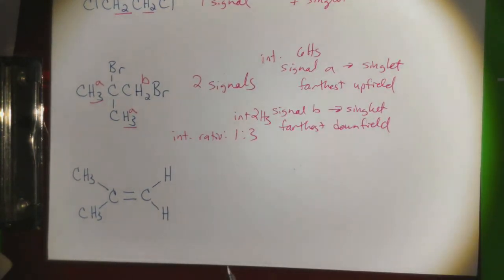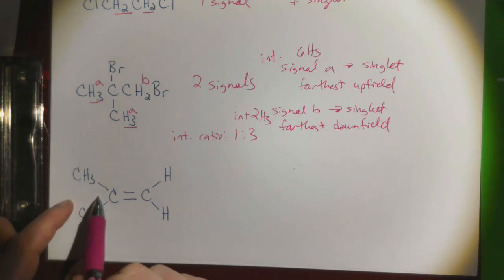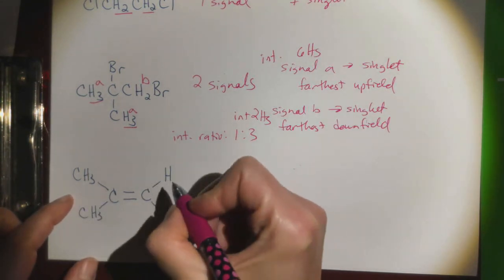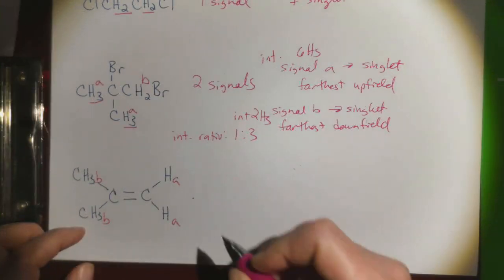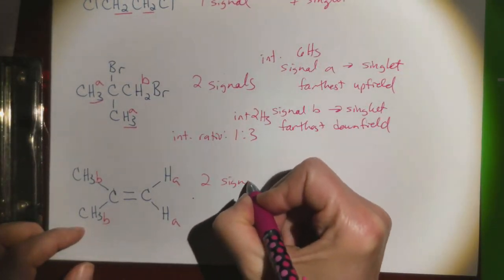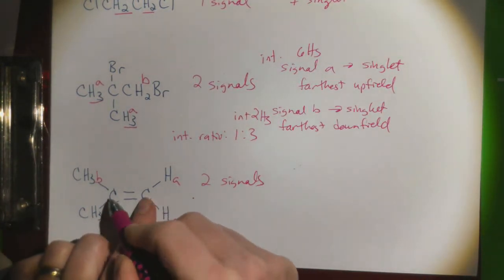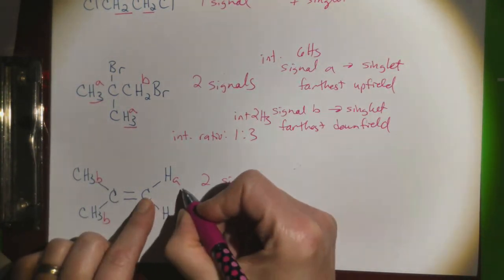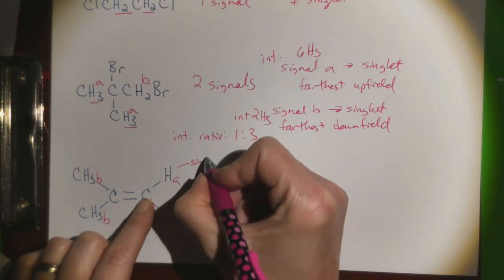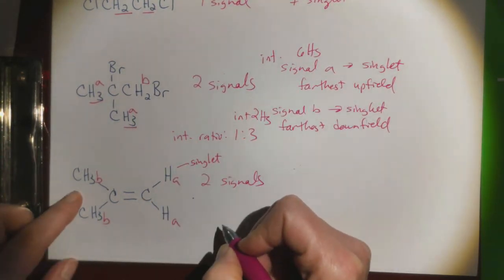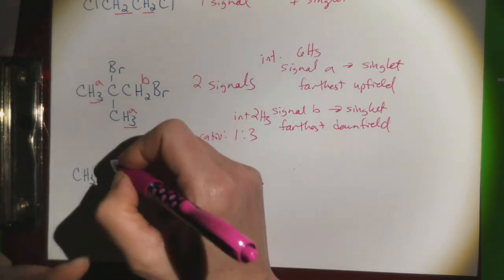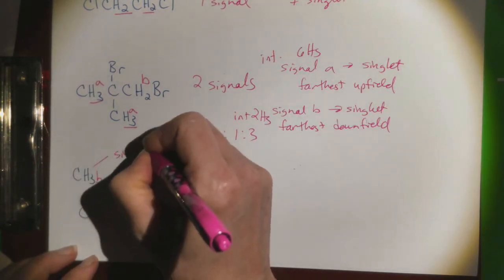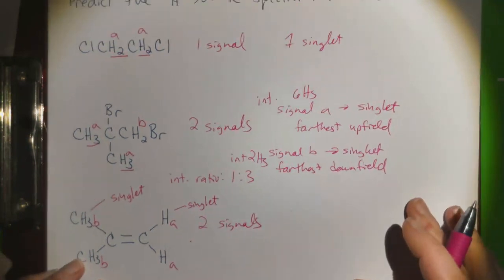Let's do this one now. Here we have a plane of symmetry. So HA, HA, HB, HB. So we have 2 signals. These have no proton neighbors, so signal A is going to be a singlet. Signal B also has no proton neighbors, so also a singlet. No splitting. Well, that's convenient.